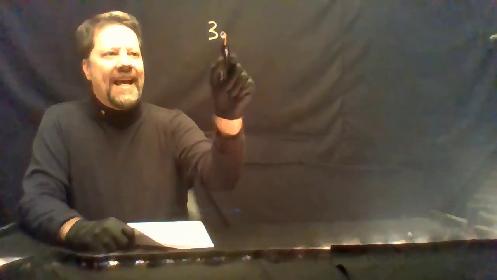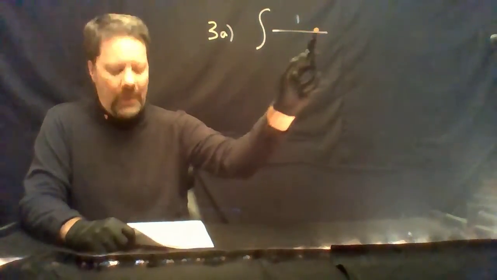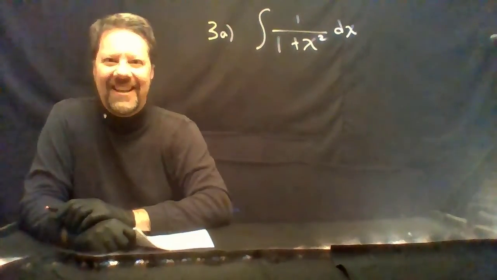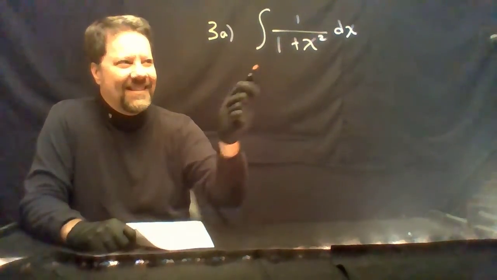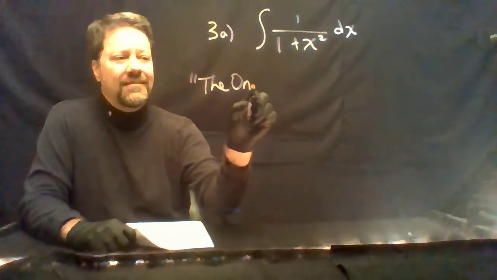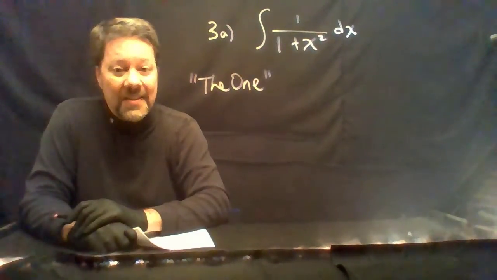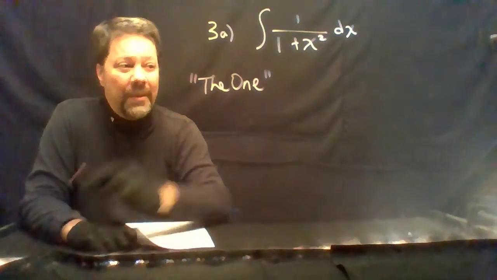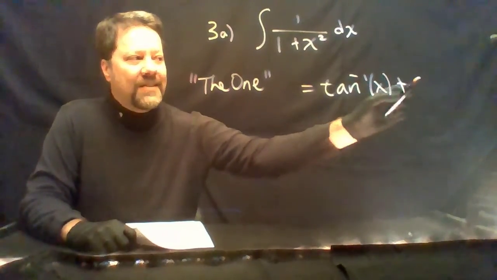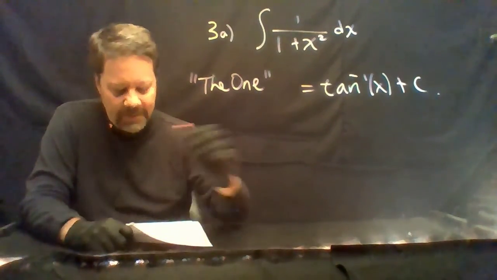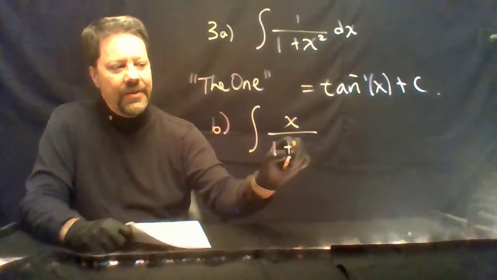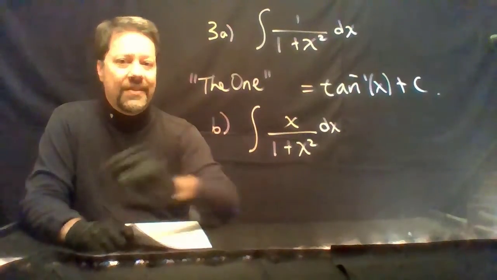On problem 3a, I ask you to integrate 1 over 1 plus x squared dx. I want you to know that this is the one that I asked you to remember. This is the arctangent of x plus c. That's completely different from part B. And you know I'm going to give you both of these on the exam.